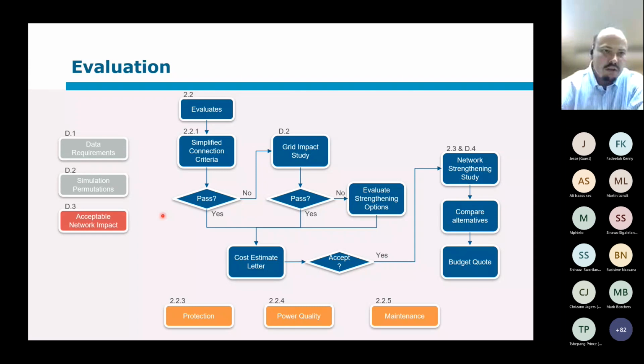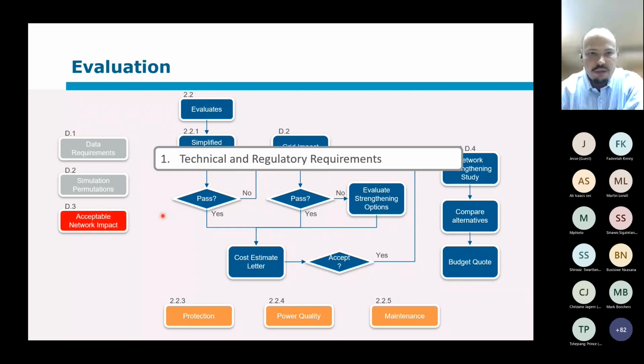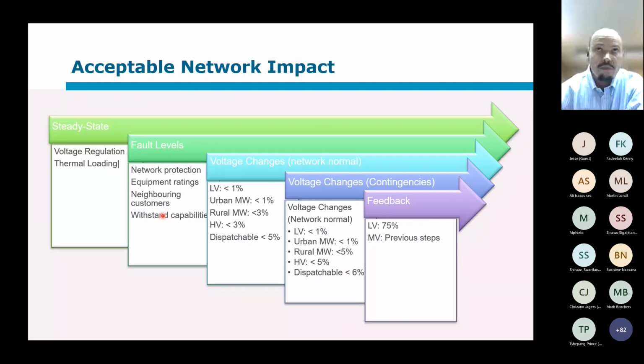Then there's a proposal on the acceptable network impact. And the simplest part is that you need to be able to meet all the technical and regulatory requirements. So amongst that is your voltage supply, thermal ratings, these things. I hope the colors in this one actually display all right.